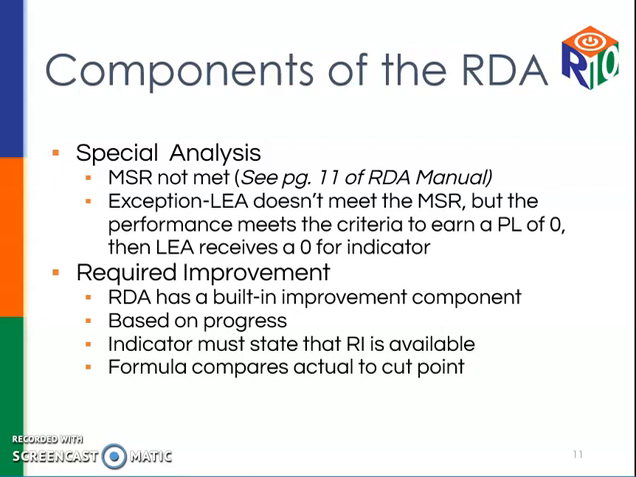Required improvement. RDA has a built-in improvement component. This is based on progress. The indicator must state that RI is available in order to apply this formula. The formula actually compares the actual performance to the cut points.